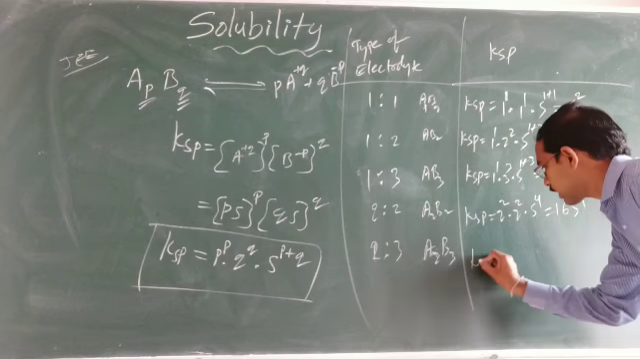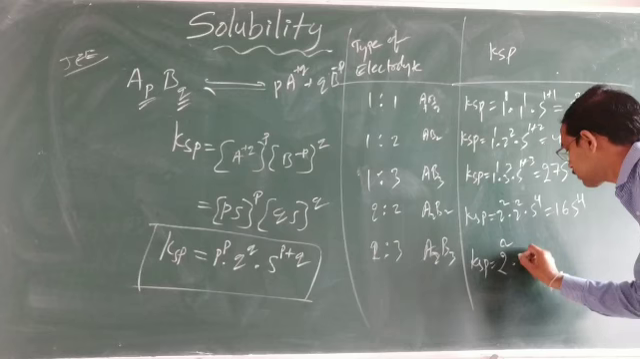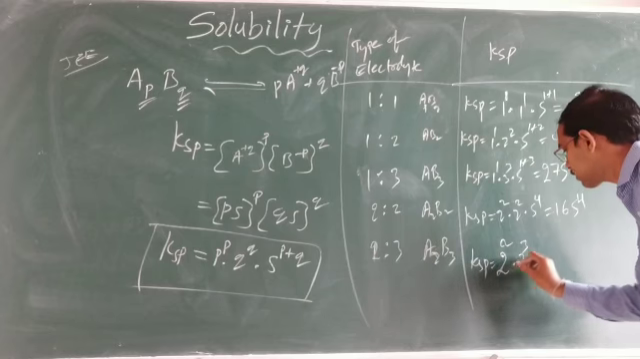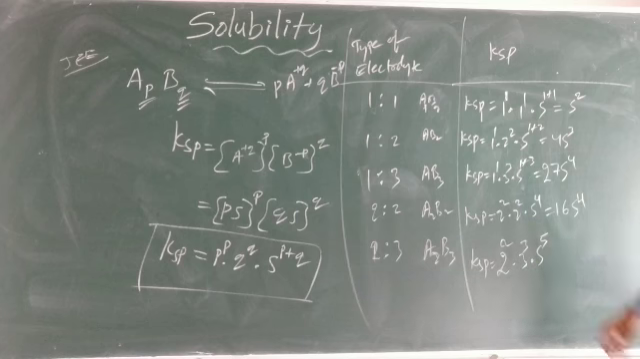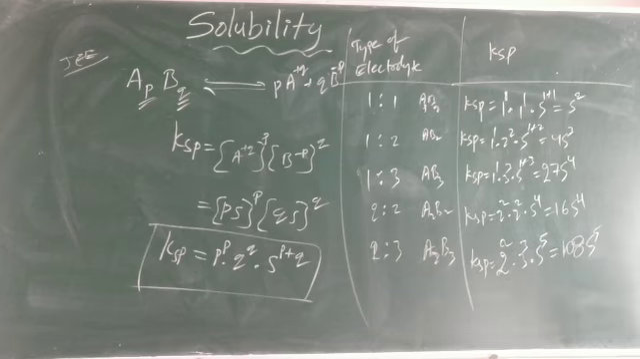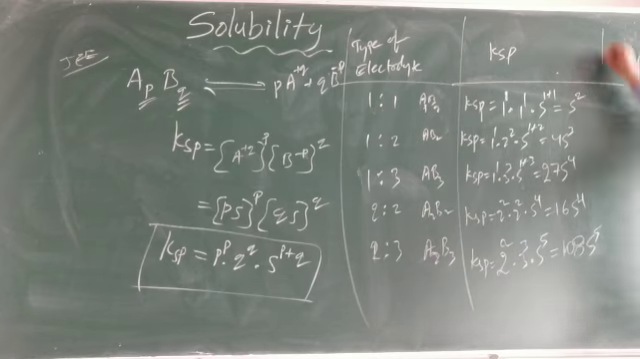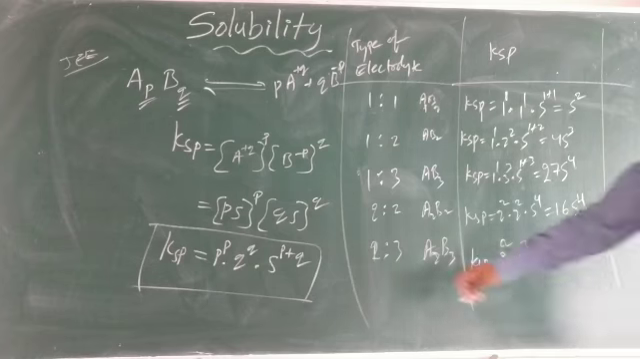Here KSP, 2 to the power of 2, 3 to the power of 3, S to the power of 5. 2 to 4, 4, 27. 27 into 4? 108. Right? No doubt. कोई भी दे देते we can solve like this. So this is the main important.